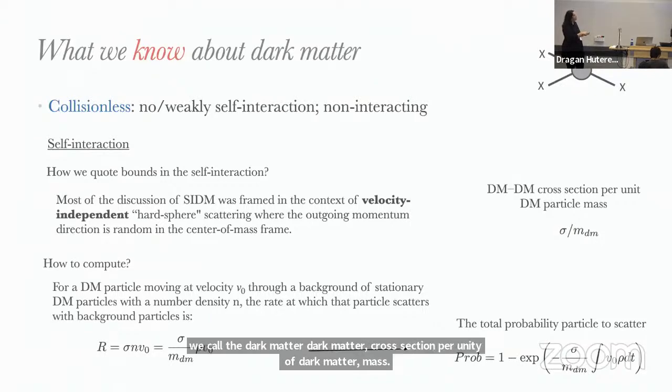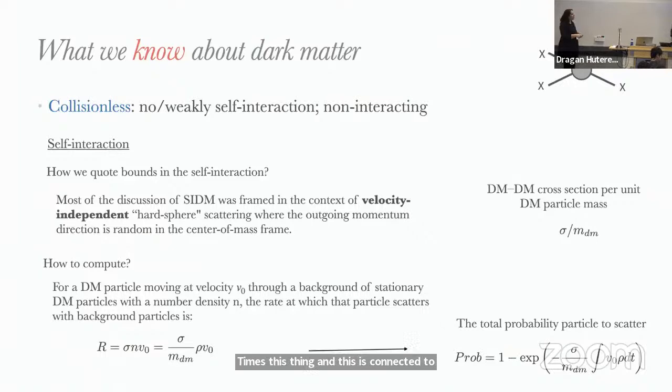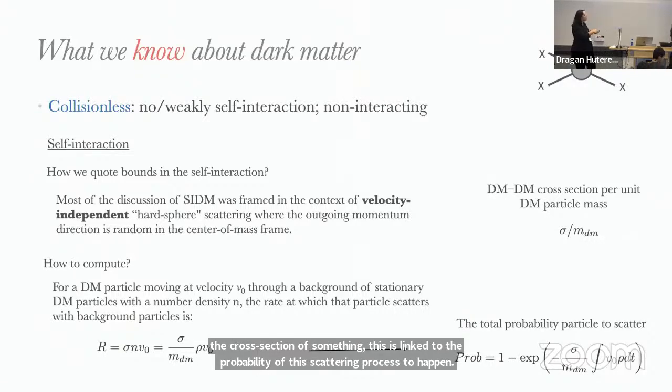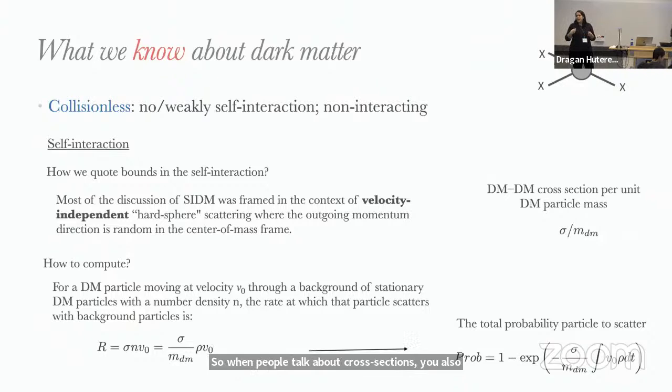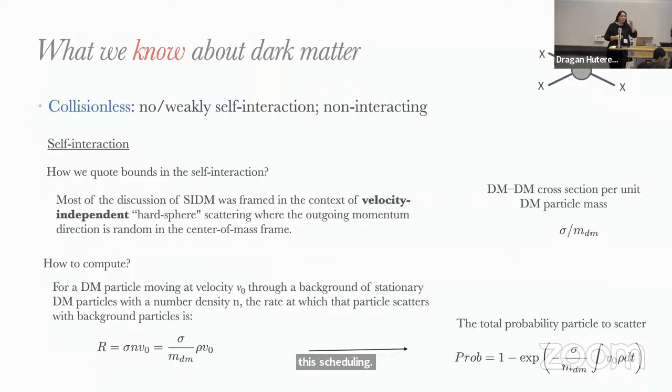times this thing. And this is connected to the probability of dark matter to scatter. You see here, the probability of dark matter to scatter has the cross-section. So when I give you the cross-section of something, this is linked to the probability of this scattering process to happen. So when people talk about cross-sections, you always have to remember that this is what we have in mind, the probability of this scattering happening. And usually for dark matter, we quote the velocity-independent cross-section, which is the simplest one. So it doesn't depend on the velocity of this scattering, but of course, you could assume that it is velocity dependent. And there's no reason not to assume that.